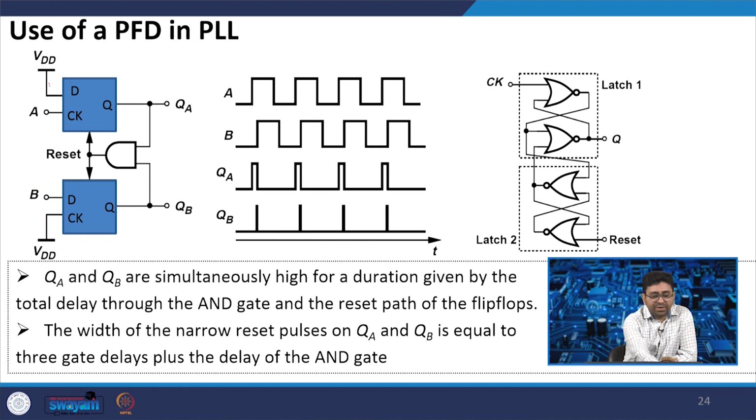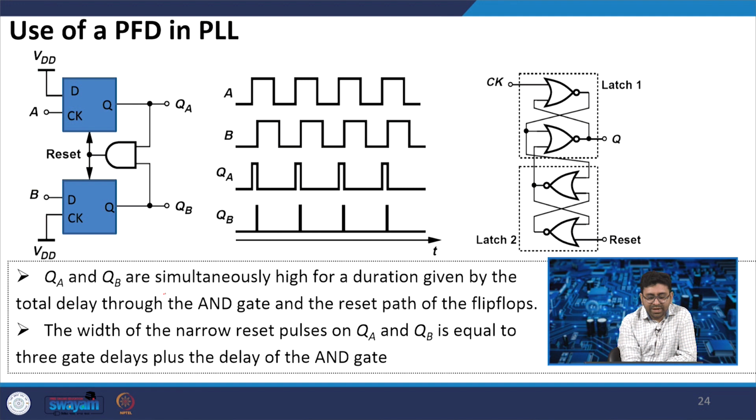Here VDD is applied to the D input and the clock is at A. Similarly, there is a VDD and a clock. So it will look the same, the D and clock, and when QA and QB are both equal, it will reset this pulse. So when QA and QB are both 1, it will reset this clock.